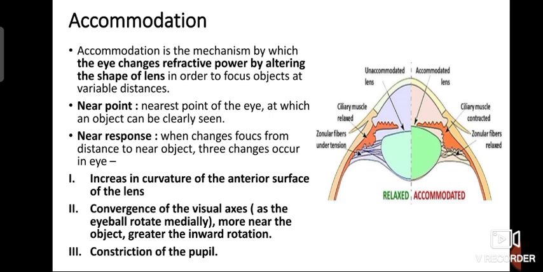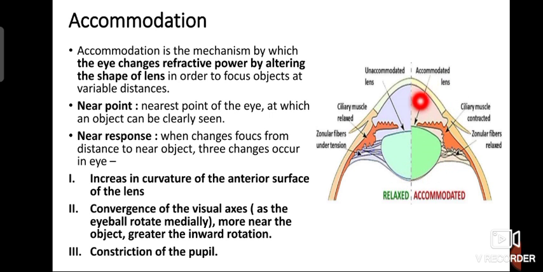On the left side, this is the normal eye and this is the accommodated eye. First we see the normal eye. In the normal or relaxed eye, the ciliary muscles are relaxed and the zonular fibers or suspensory ligaments are under tension, so the lens is flattened. In the accommodated eye, the ciliary muscles contract and the suspensory ligaments are relaxed, and the lens is bulged and shortened.